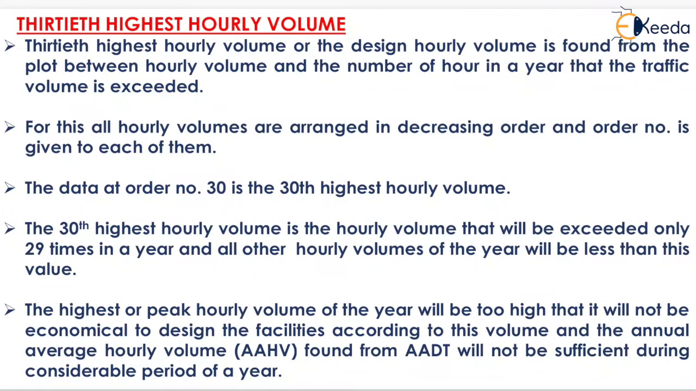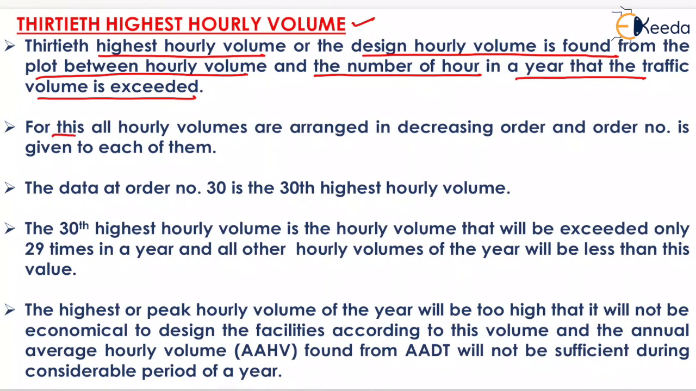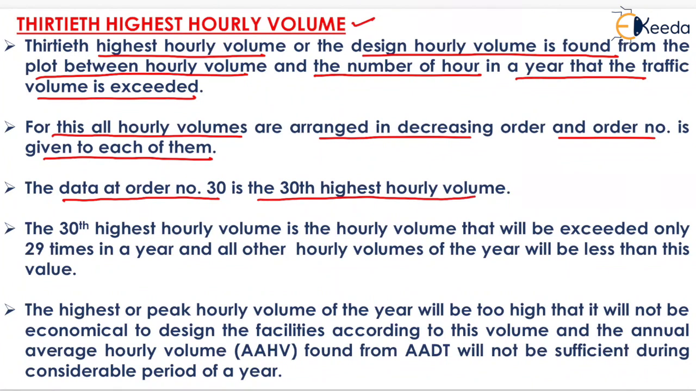Now the next topic is the 30th highest hourly volume. The 30th highest hourly volume, or the design hourly volume, is found from the plot between hourly volume and the number of hours in a year that the traffic volume is exceeded. For this, all hourly volumes are arranged in decreasing order and an order number is given to each of them. Its curve is shown in the next slide. We can see the curve when we move to the next page. The data at order number 30 is the 30th highest hourly volume.